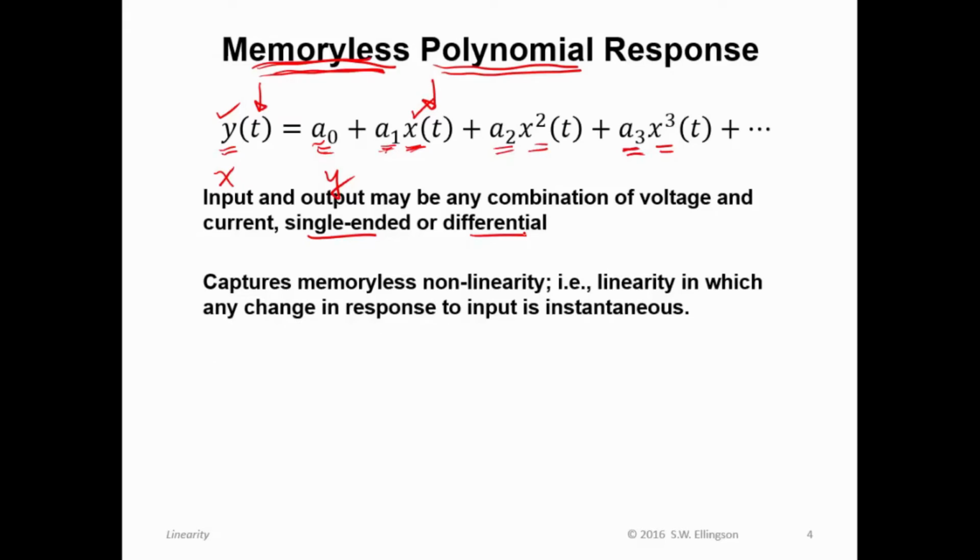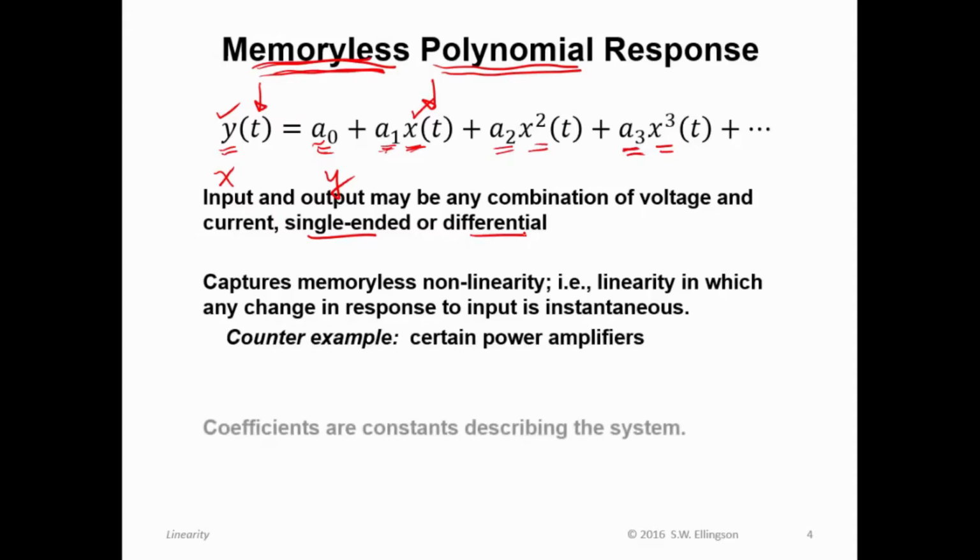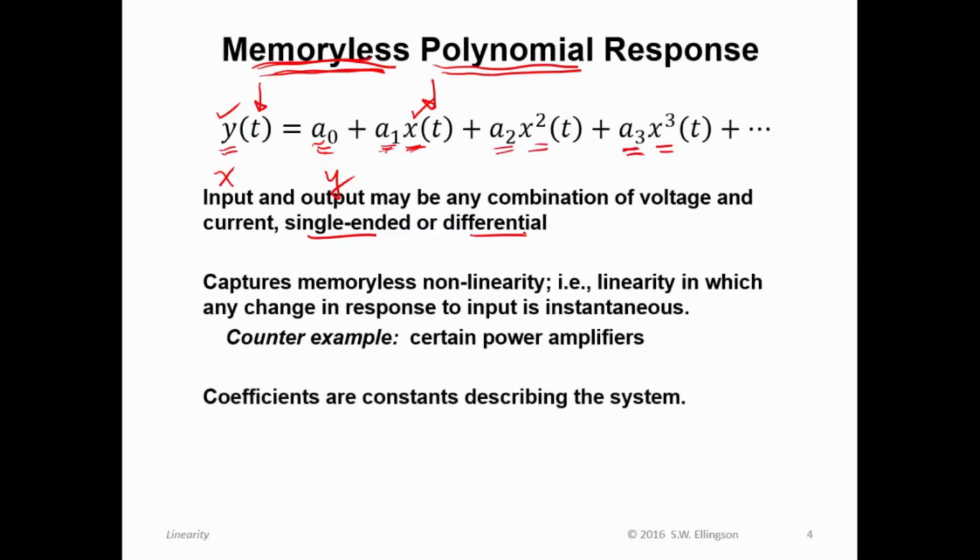Now this captures memoryless nonlinearity. Again, linearity in which any change in the response to input is instantaneous. Once power levels become sufficiently high, then the response becomes time varying, and we have to account for that. And that's typically only a problem for things like very high power amplifiers. The coefficients are constants describing the system. So once we decide that this model is appropriate, then we can describe the system, that is the two-port, using this set of coefficients. So A0, A1, A2, A3, as far as we want to go. And that set of coefficients then are time invariant and describe the system for all time.